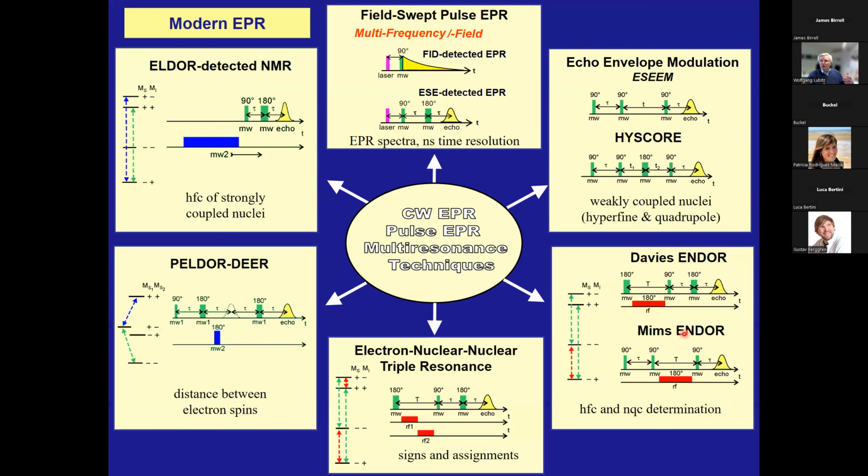To detect all magnetic nuclei, we can do ENDOR, electron nuclear double resonance, the oldest technique, already introduced by Feher in 1956. And there are various pulse techniques. There's also triple resonance and so on. There's electron-electron double resonance, where we can measure spin distances when you have two spins in the system, up to 80 angstroms distance. And there is a new and important technique called ELDOR-detected NMR, that we can use for measuring large couplings.